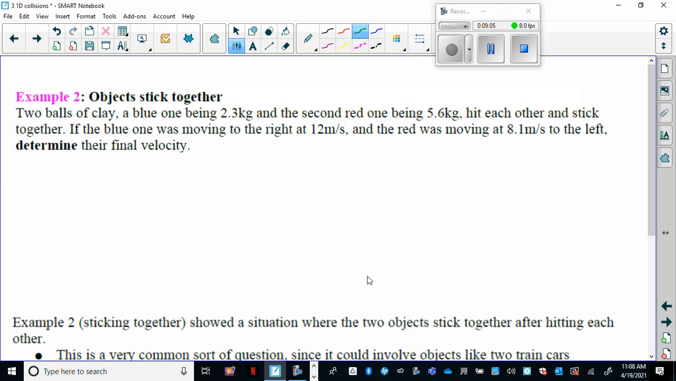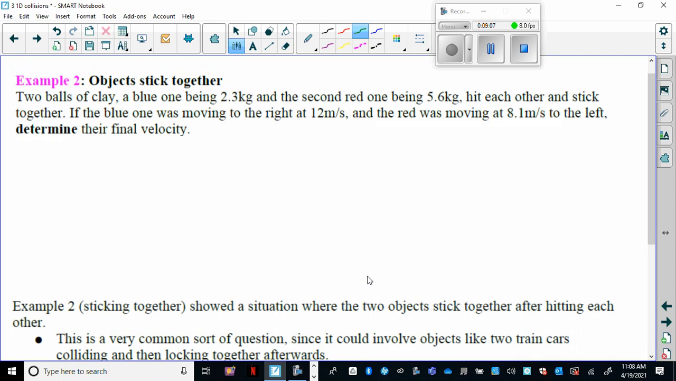On to example number 2. Number 2 is where objects stick together. And so we have 2 balls of clay, one blue, and they're different, as you can see in this one, they have different masses, hit each other and stick together. The blue one was moving to the right at 12 meters per second, and the red was moving at 8.1 to the left. Determine their final velocity.